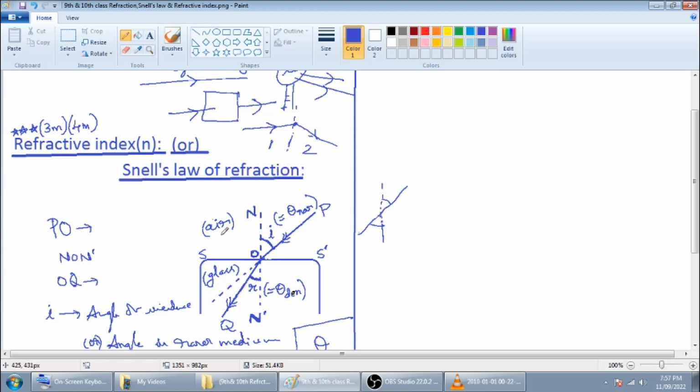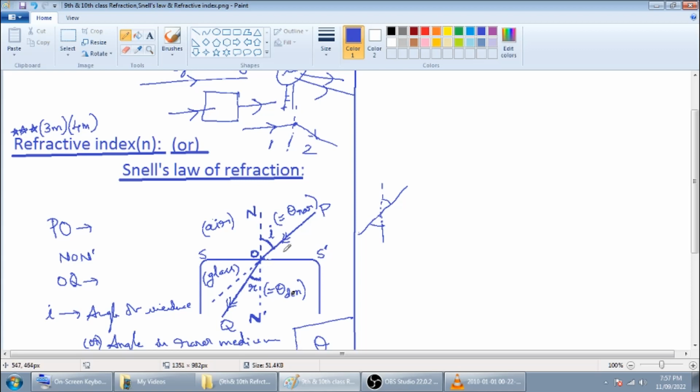What is the speed of light in air? 3 into 10 power 8 meters per second, or the magnitude of velocity is the same, 3 into 10 power 8 meters per second. In glass, its value is what? 2 into 10 power 8 meters per second. So like that, always in a given medium it travels with a particular velocity. Because of this change in velocity, it is proved that bending or refraction will occur. That's found to be the scientific reason behind the refraction of light or bending of light.